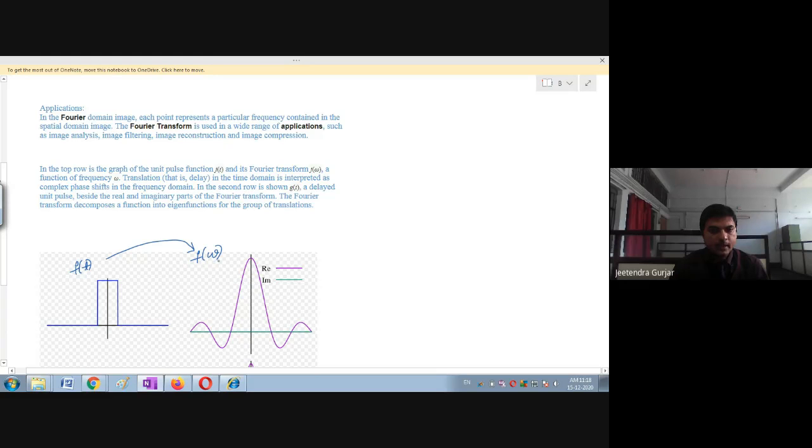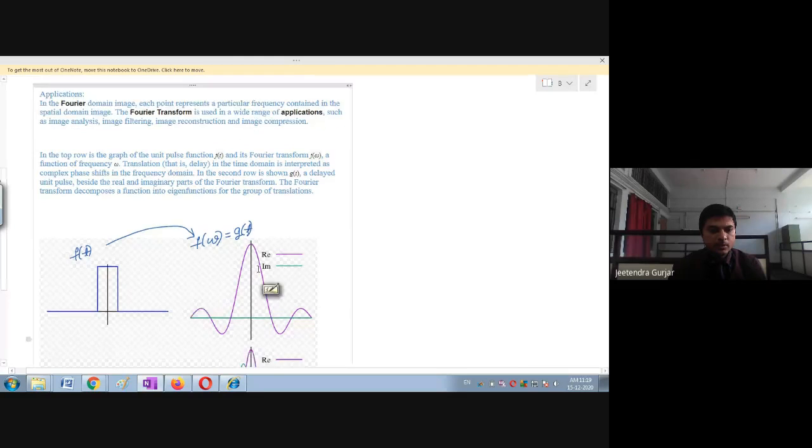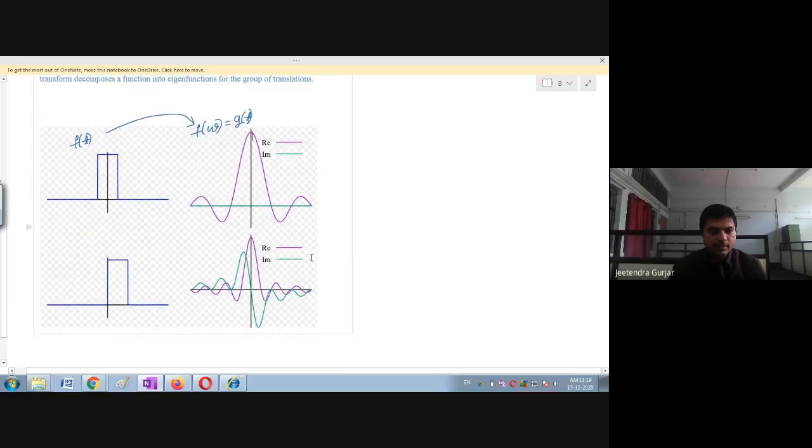In the second row is shown g of x. So this is going to become g of t, a delayed unit pulse, beside the real and imaginary part of the Fourier transform. So Fourier transform decomposes the functions into eigenfunctions for the group of translation. So this is what we can see. Yes, this is how we are going to get the impulses. Is it clear, students?